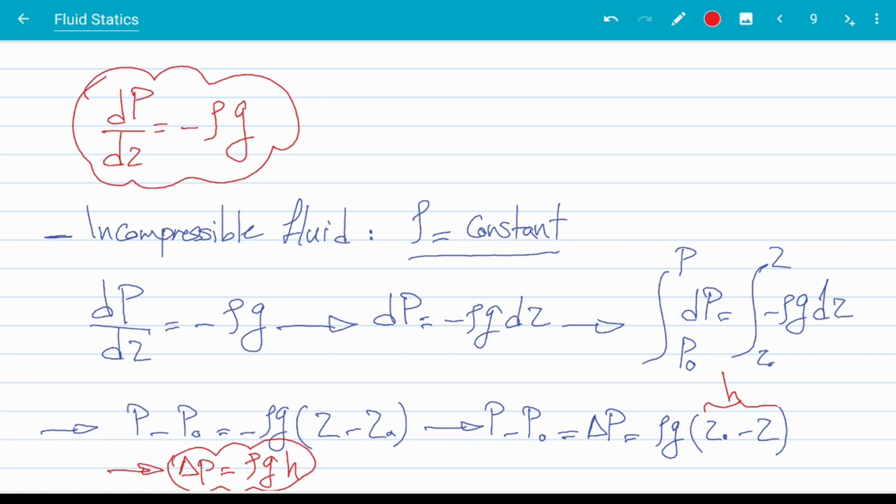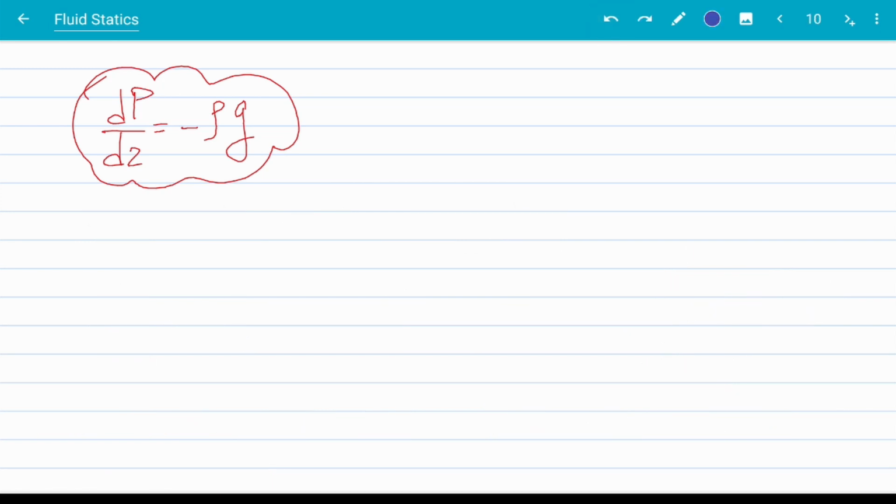Now let's see what other scenarios we might have. So incompressible fluid, generally speaking, covers the liquids. How about gases? Let's say we are dealing with ideal gases. Now from the ideal gas equation, we know that pressure is equal to density times gas constant times the absolute temperature of the gas, right?